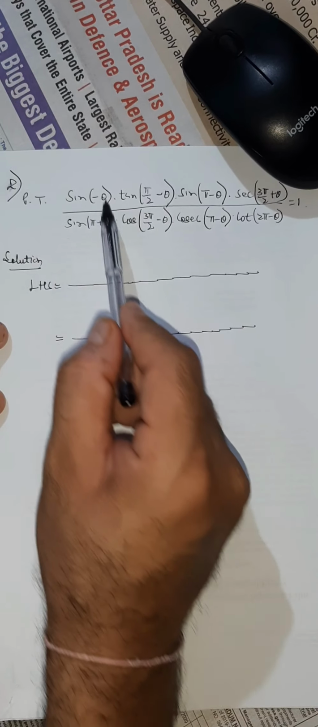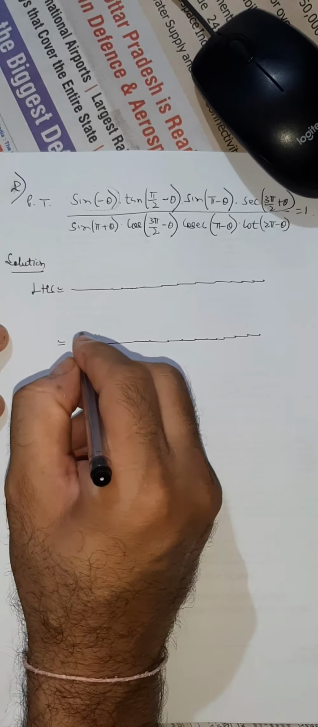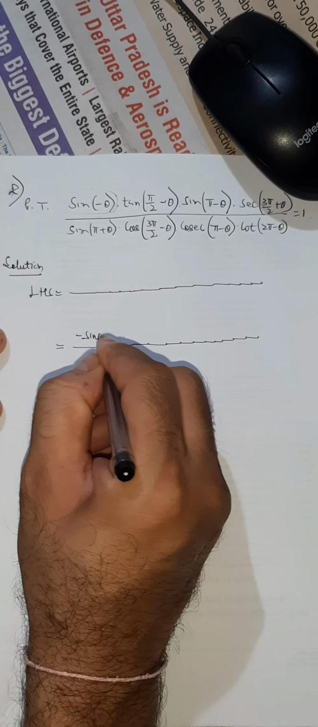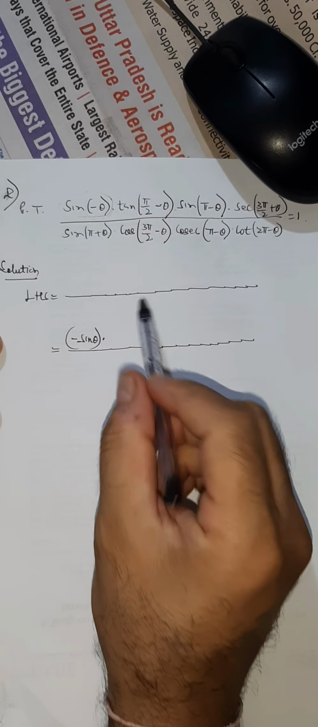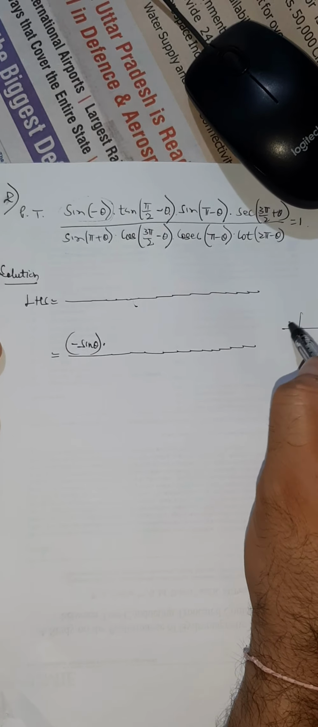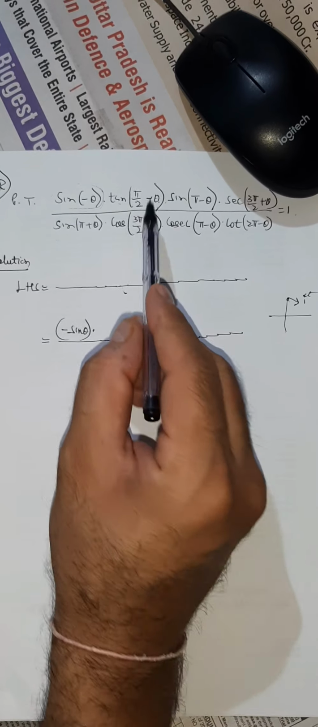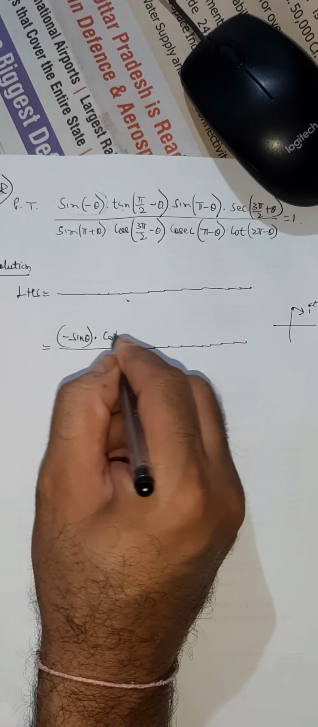Here, directly the value of this: sine of minus theta. Sine is an odd function, so minus sine theta, into pi by 2 minus theta. Here pi by 2 minus is the first quadrant. In the first quadrant all trigonometric functions are positive, but because of pi by 2 you will get cot theta here.